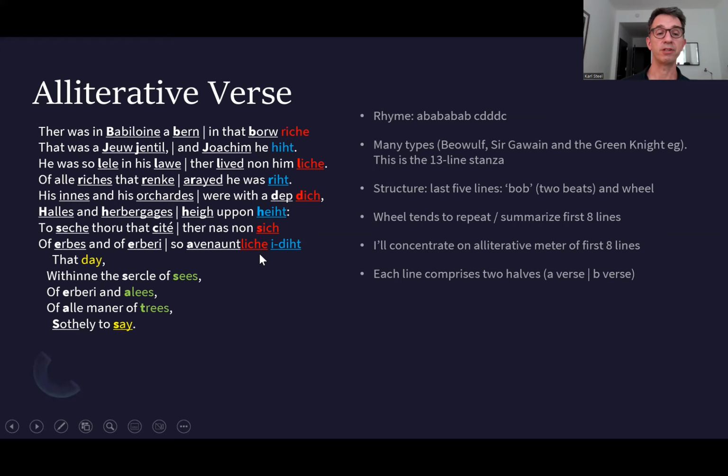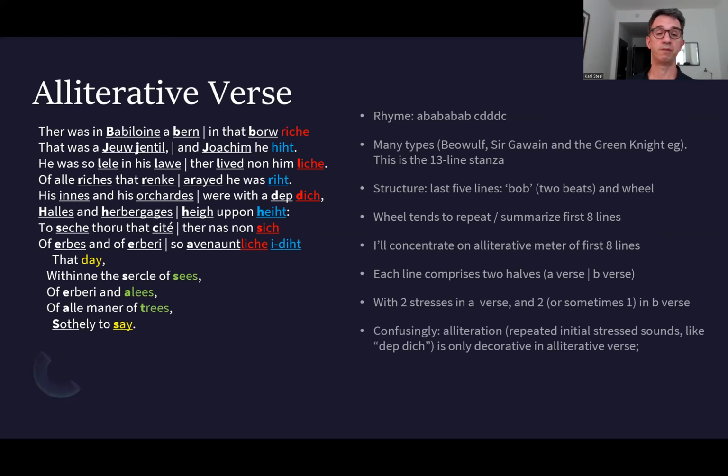And in each verse, there's generally two stresses. There's always going to be two stresses in the A verse. And in the B verse, there's generally two stresses, but sometimes there's just one. I'll explain a little bit what I mean by stress. So when I say alliterative verse, probably what you think of is alliteration, understandably, because it's called alliterative verse. But more recent studies in this verse, which have been really trying to understand how it actually works, have argued quite convincingly, I think, that alliteration, as we understand it, that is repeated initial stress sounds like deep ditch, for example, or halls and herbergages, are just there to decorate. They're just decorative features. They're not the essential element of alliterative verse.